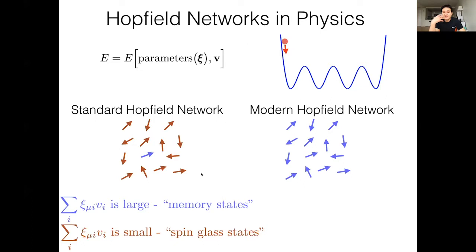And that happens in the regime when the number of memories that we are trying to put into the system is sufficiently large. Now, the idea behind the modern Hopfield network was to specifically engineer the shape of this energy function in such a way that instead of having a lot of spin glass states and very few memory states, all the local minima of the Hamiltonian or the energy function are memory states. And that's what is shown in this diagram that you can see on the right.